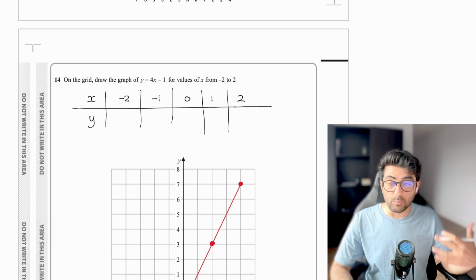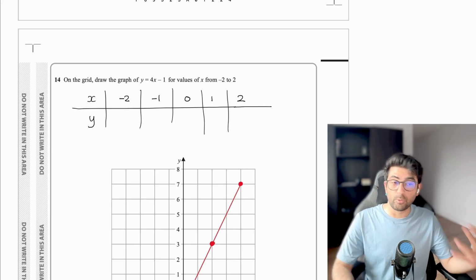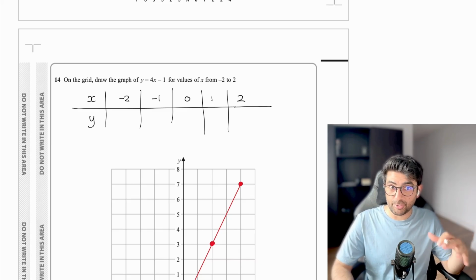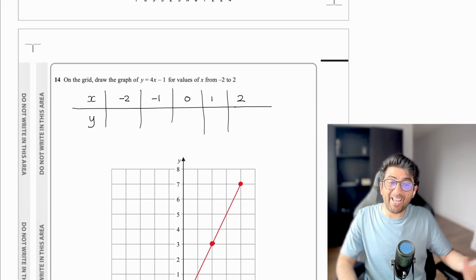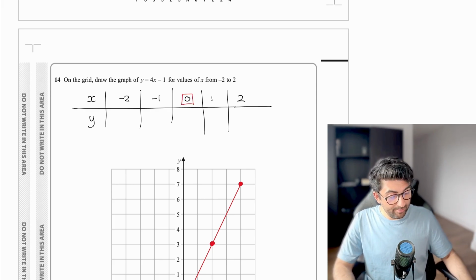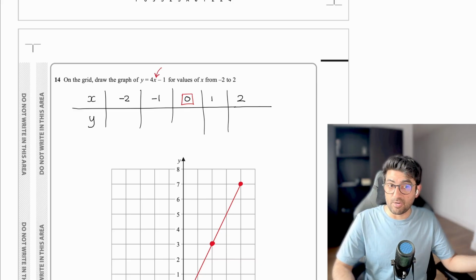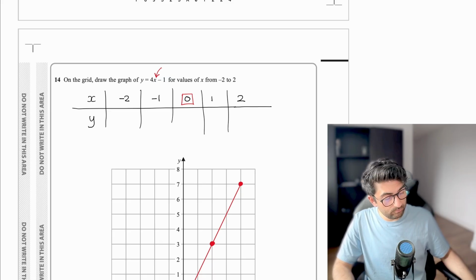Okay, so for each of these, we need to work out the Y value. So how do we do that? What we do is we just substitute X into the equation. Let's start with a really easy one. Let's start with 0. When X equals 0, that means 4 times 0, which is 0, and then we take away 1, which is -1.